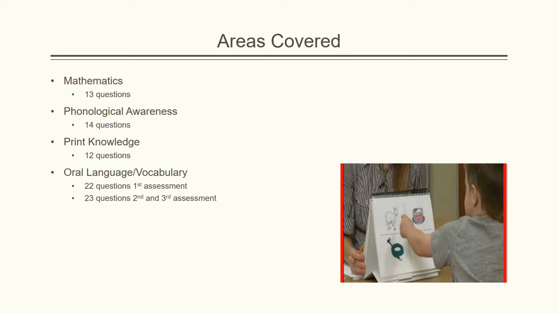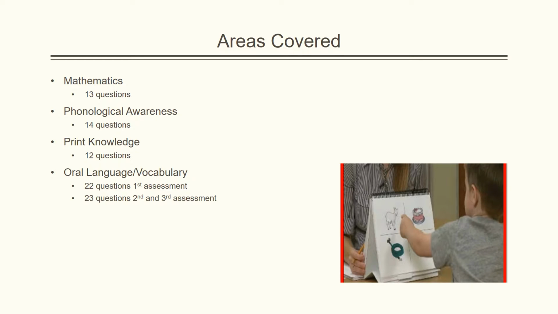There are 4 areas covered in this assessment: mathematics, phonological awareness, print knowledge, and oral language and vocabulary. The mathematics section consists of 13 questions. Phonological awareness has 14. Print knowledge is 12.